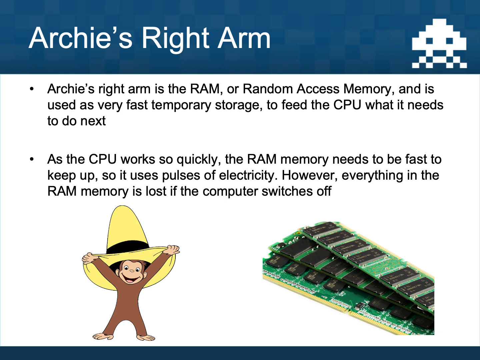And the RAM stores data as pulses of electricity. So the information held in the RAM is only there while the computer is switched on. If the computer is switched off, the RAM is wiped and everything that was in the RAM is lost. So Archie's right arm is the RAM, the random access memory, super fast storage that we use to save the results of calculations, but that is lost whenever we turn the computer off.